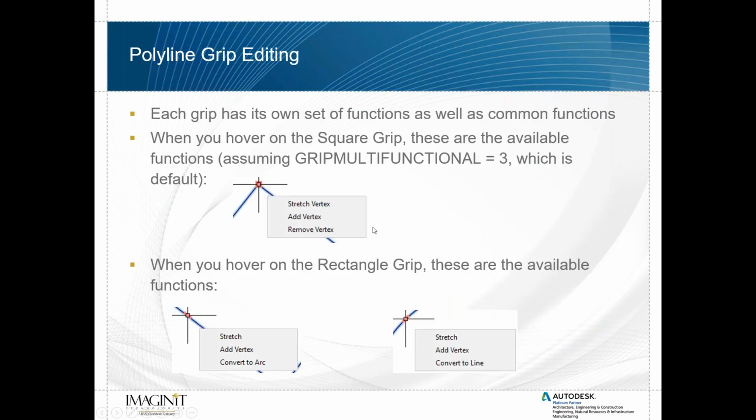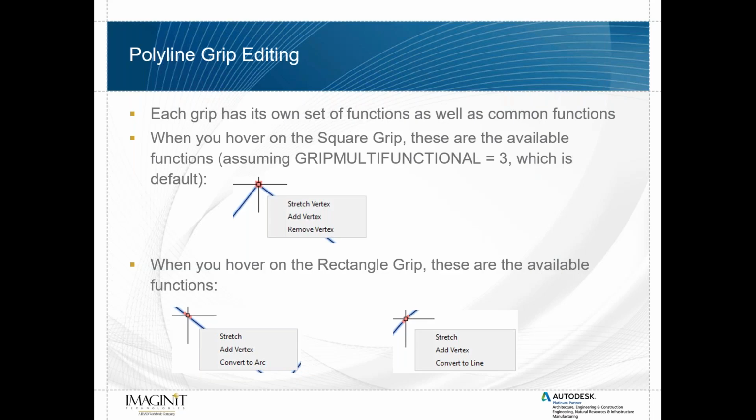So what these control, each grip has its own set of functions as well as common functions. When you hover on the square grip, these are the available functions, assuming that the grip multifunctional is equal to 3, which is the default. Unless you've changed these defaults, these are the things that you should get. You'll see that I can stretch, add, or remove a vertex.